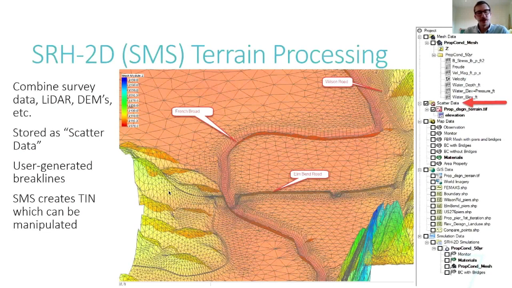Now, terrain is typically the first part of hydraulic analysis, and SMS is pretty powerful in the way that it can process terrains. There's a lot of options. It lets you bring in a lot of different data together, so you're not limited to just a grid, but you can also bring in LiDAR points and survey data, mesh it all together. And it's really helpful if you don't have GIS capabilities, because it does a lot of that conversion for you and gives you the flexibility to work with what you got.